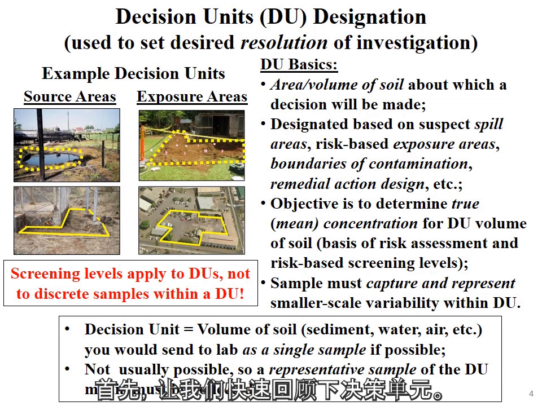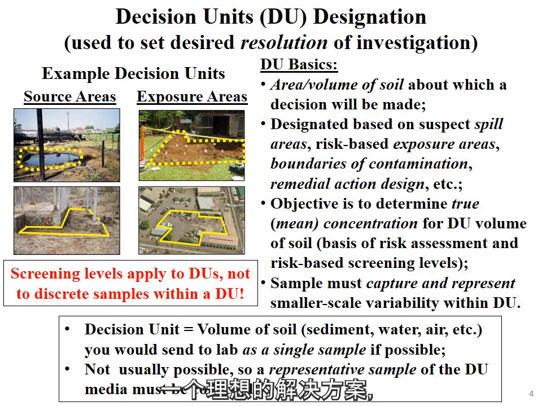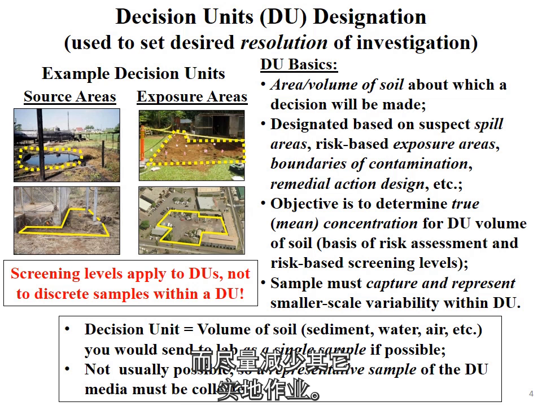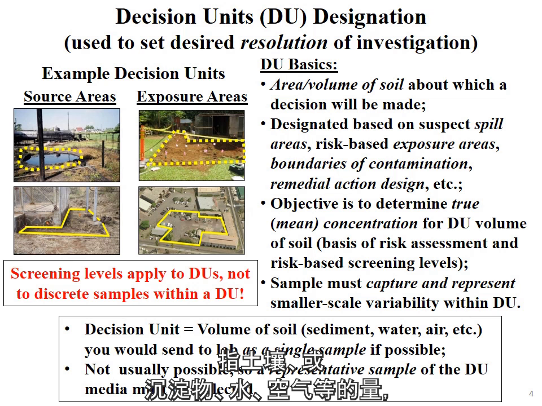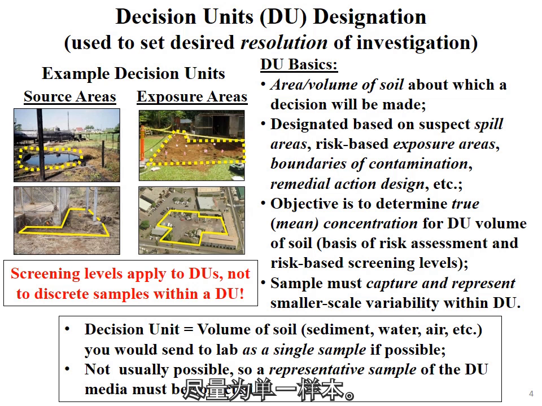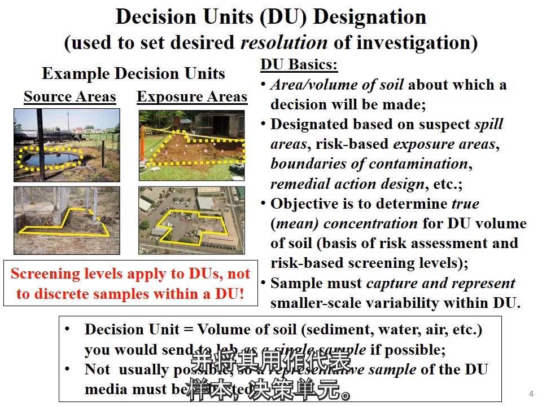Quick review on decision units first. I like to think of decision units as satellite images, where the goal is to set the desired resolution of an investigation up front. So once you carry out the investigation, you're already at a stage where you can make decisions and minimize the need for additional field work. The best definition for a decision unit is the volume of soil or sediment, water, air, whatever, that you would send to a laboratory as a single sample if possible. It's not usually possible, so a representative sample has to be collected from that targeted area, that targeted decision unit, and then analyzed and used to represent the decision unit.